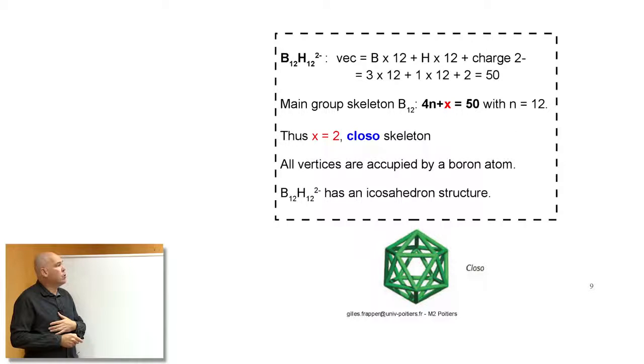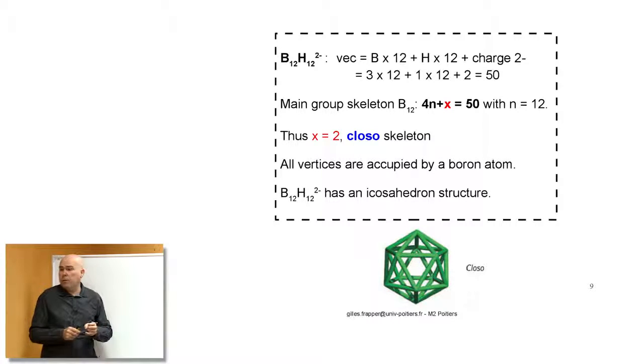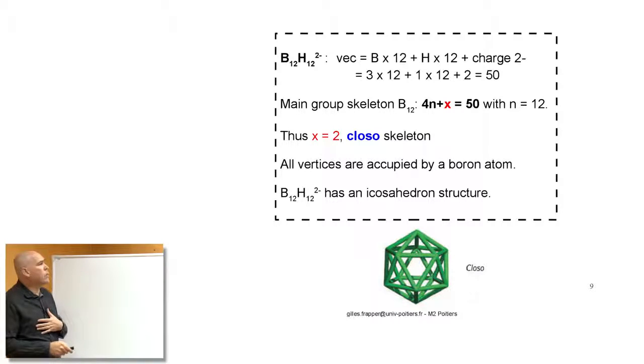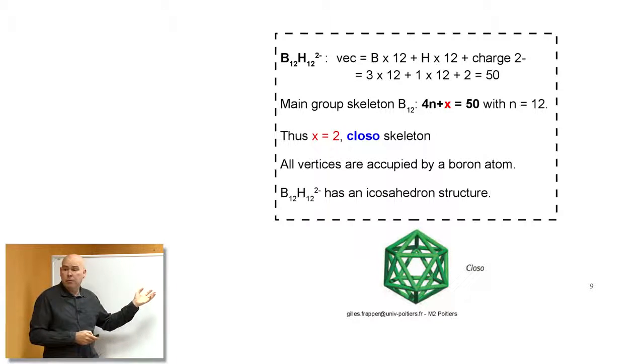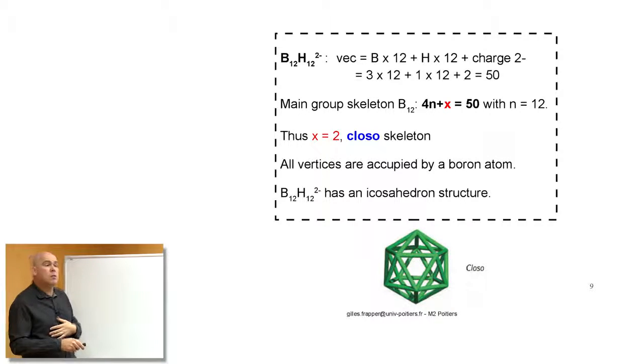3 coming from each boron and 1 coming from hydrogen, plus 2 for the charge. You have 50 electrons. So as you have a main group based cluster, you should use the 4n plus x rule. So you have to determine x here. So 4n plus x equals 50. N is the number of atoms. Here it is 12. So x is equal to 2.